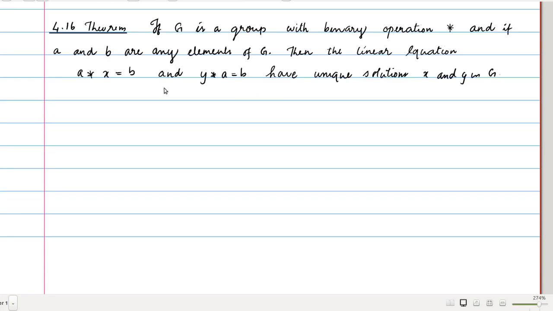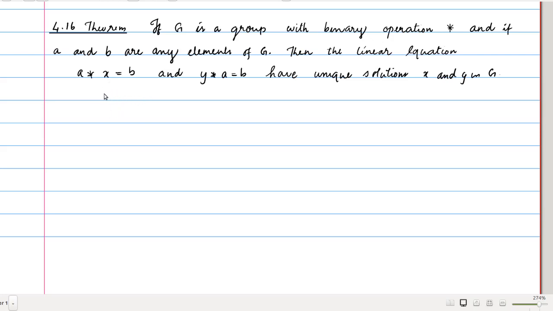As a consequence of the previous theorem, we can prove this interesting result on groups. If we consider any two elements A and B in that group and construct two linear equations, A star x equal to B, which is a linear equation in the unknown x, and y star A equal to B, another linear equation in the unknown y, then these two equations have only a unique solution in this group. So that is this theorem. That means each linear equation has exactly one solution, and that is due to the cancellation laws.